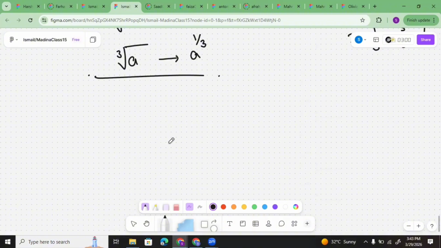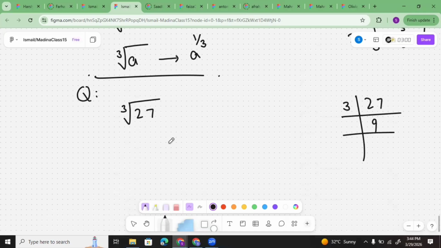Let's see a simple example. We want to find the cube root of 27. It is very simple. First, you need to do the factorization of 27. You know that 27 is not divisible by 2. It is divisible by 3. 3 nines are 27, 3 threes are 9, and 3 ones are 3. So I can write 27 in the form of 3 multiplied by 3 multiplied by 3.